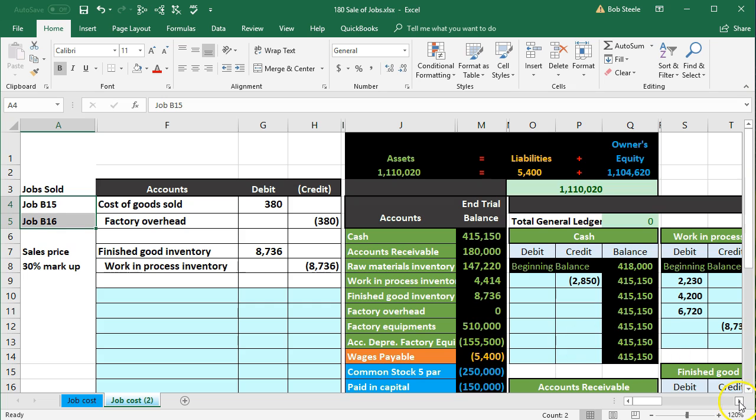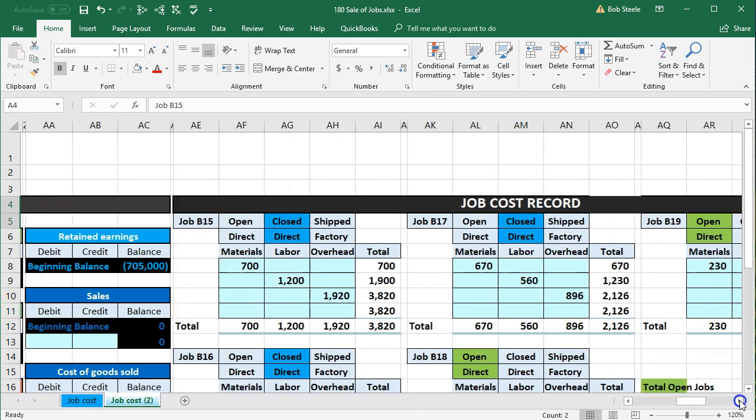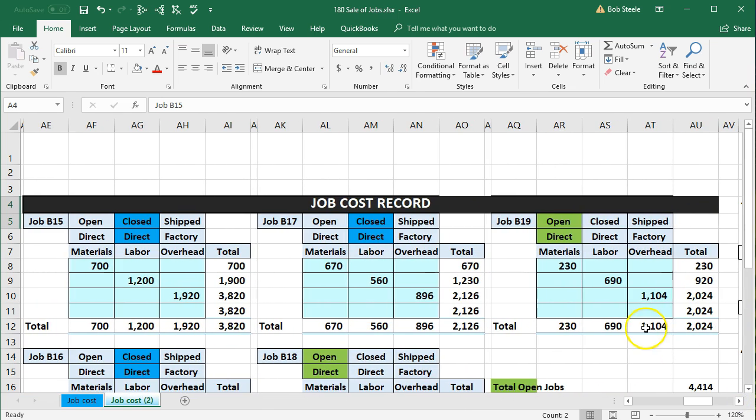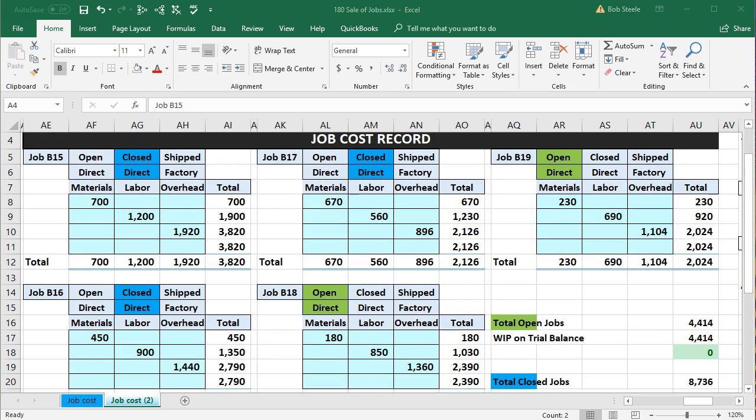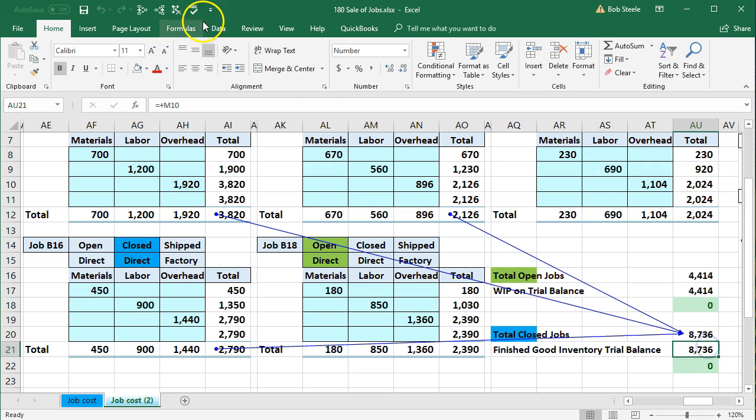So let's go to our job cost sheet over here. We're going to go to the right and look at these two that have been sold. So these are all the jobs that we have. They all consist of direct materials, labor, and overhead. And we're saying now that these three, the blue ones, have been completed. They're done. The green ones are not completed. The blue ones support what is in finished goods, meaning these accounts add up to this number here, and that's going to be what's on the trial balance.